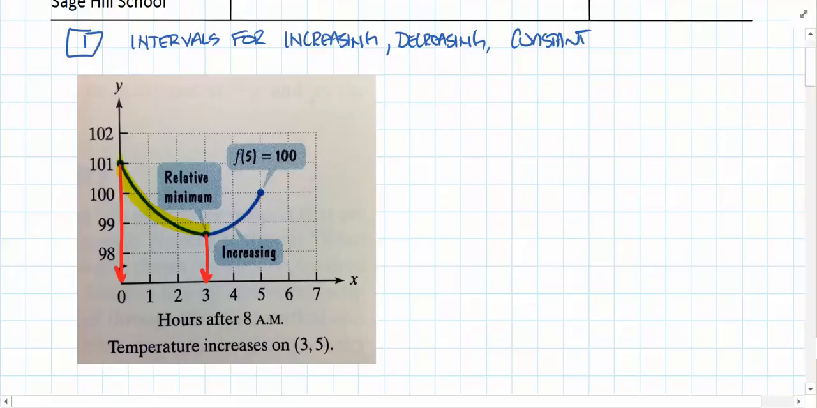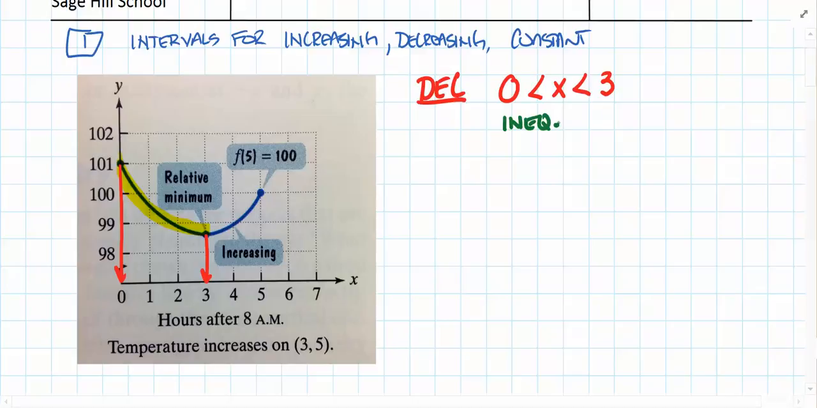So we could say the graph is decreasing, and we're going to write this in a couple of different ways. It's decreasing from 0 less than x less than 3. That's one way that we could describe that. This is called inequality notation. Why do we call it inequality notation? Because there's inequalities in it, right? It's really that straightforward. What do you notice about the inequalities, though? What do they not have? Equal. Less than or equal to.